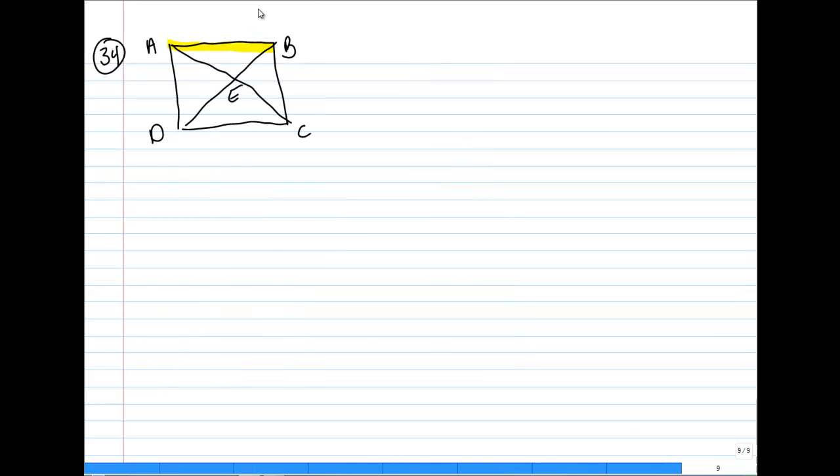It is 2x plus 4. And CD is 3x minus 5. This is a square, so all sides are equal. Solve for x.